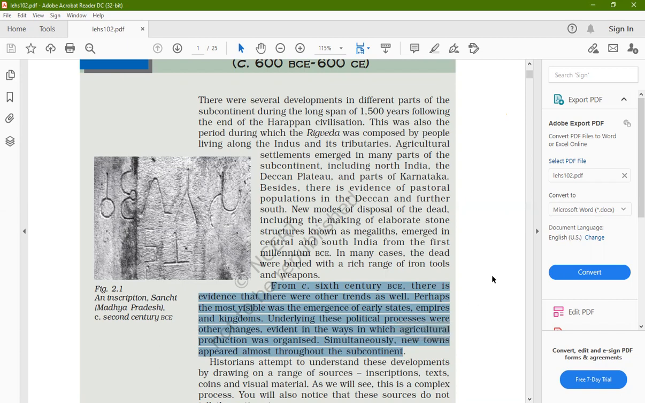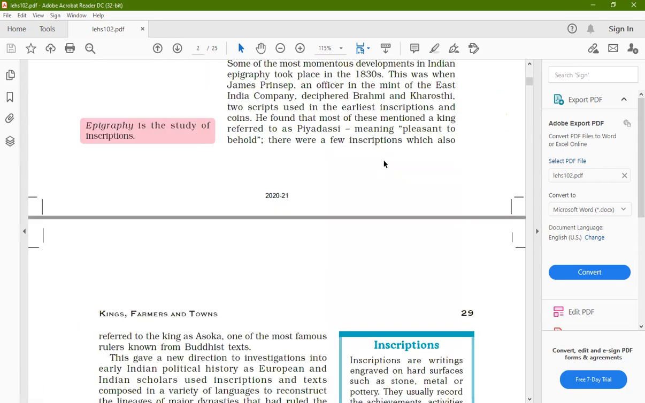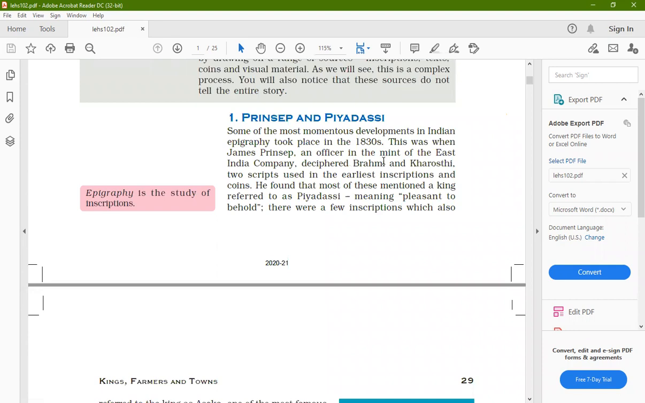So, now as we have done the 3, let us continue with the first topic. Here we have the first MCQ, about James Prinsep himself: who was the officer who deciphered Brahmi and Kharosthi? James Prinsep, an officer in the East India Company, deciphered Brahmi and Kharosthi, 2 scripts used in the earliest inscriptions and coins of India.